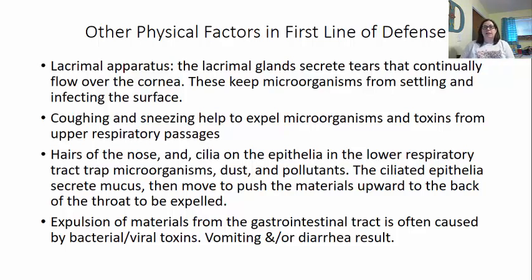We see coughing and sneezing can help you expel or get rid of a microorganism or a toxin from your upper respiratory passage. It allows you to physically get it out of there.